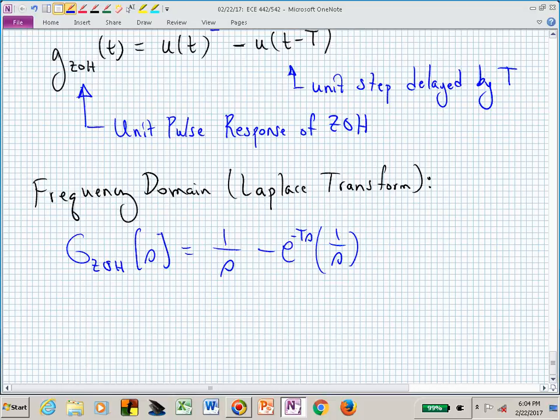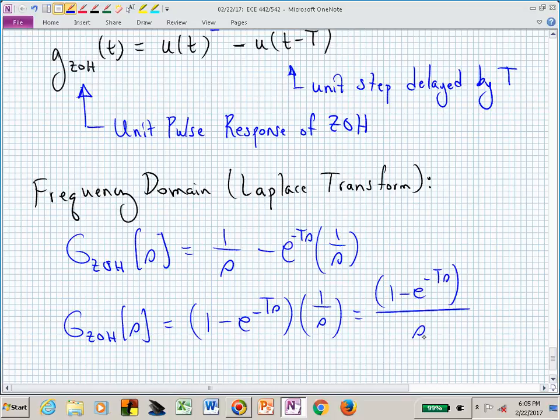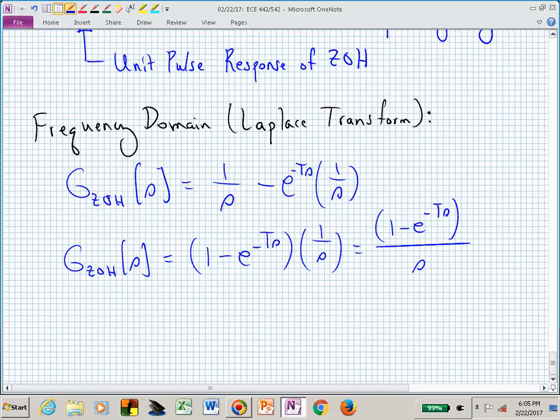That's why we like to model this in terms of combining with addition or subtraction. It makes it easier to perform the Laplace transform. We can combine this. We have a common factor of 1 over s. We can say that's 1 minus e to the minus Ts times 1 over s. Or I might just put that on top and say this is (1 minus e to the minus Ts) over s. And that's now my frequency domain description of a zero-order hold.